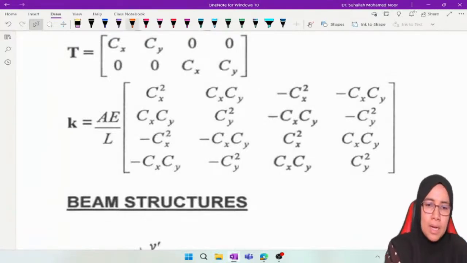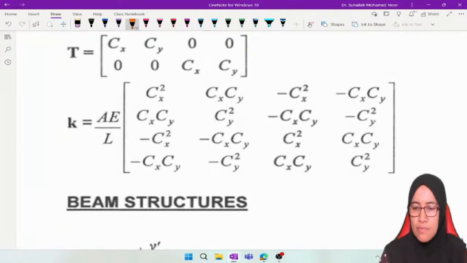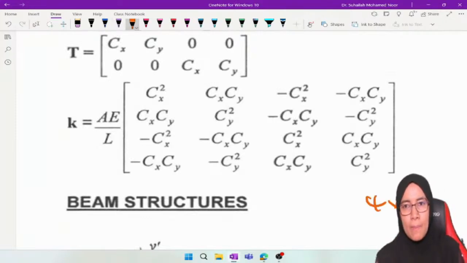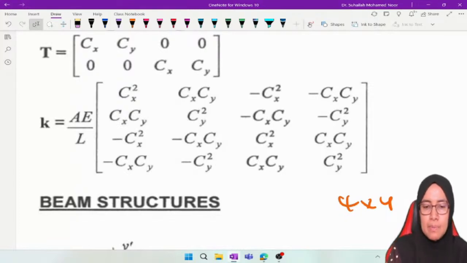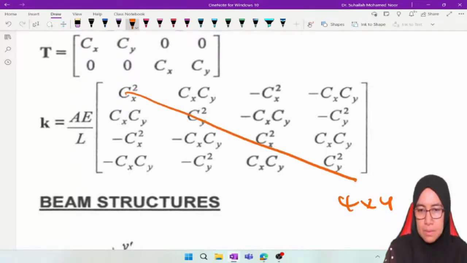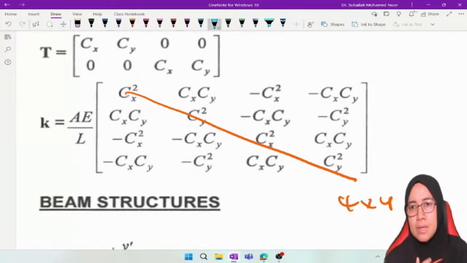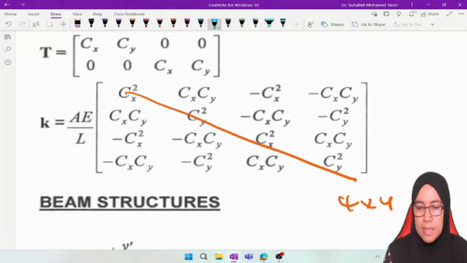There are several things that I want to highlight here. Number 1, it is a 4 by 4 matrix for one element because of 2 nodes. Another thing is the matrix is a symmetry matrix. Symmetry means like this. You understand what symmetry is, right?